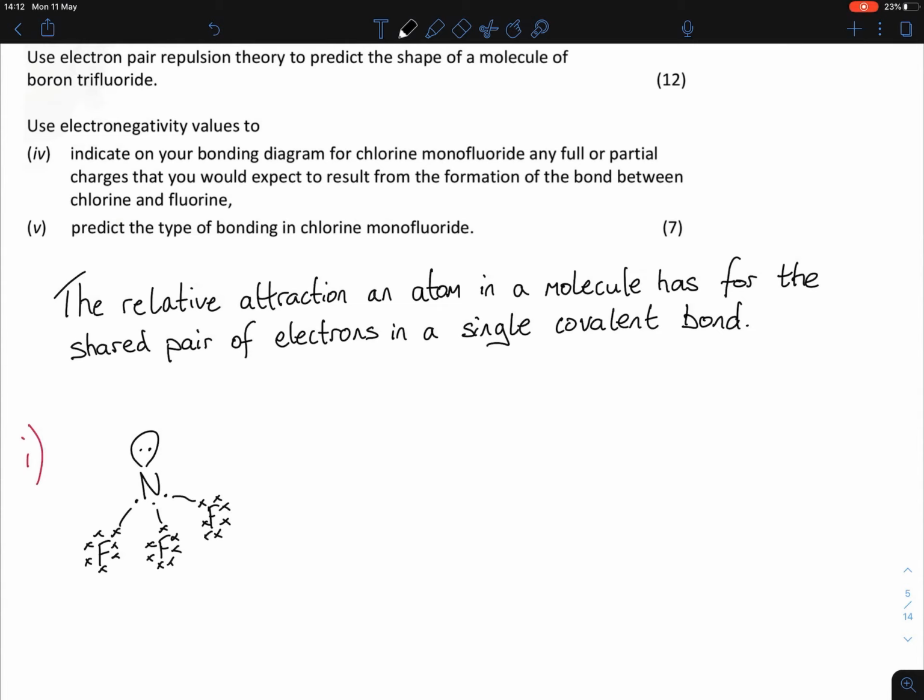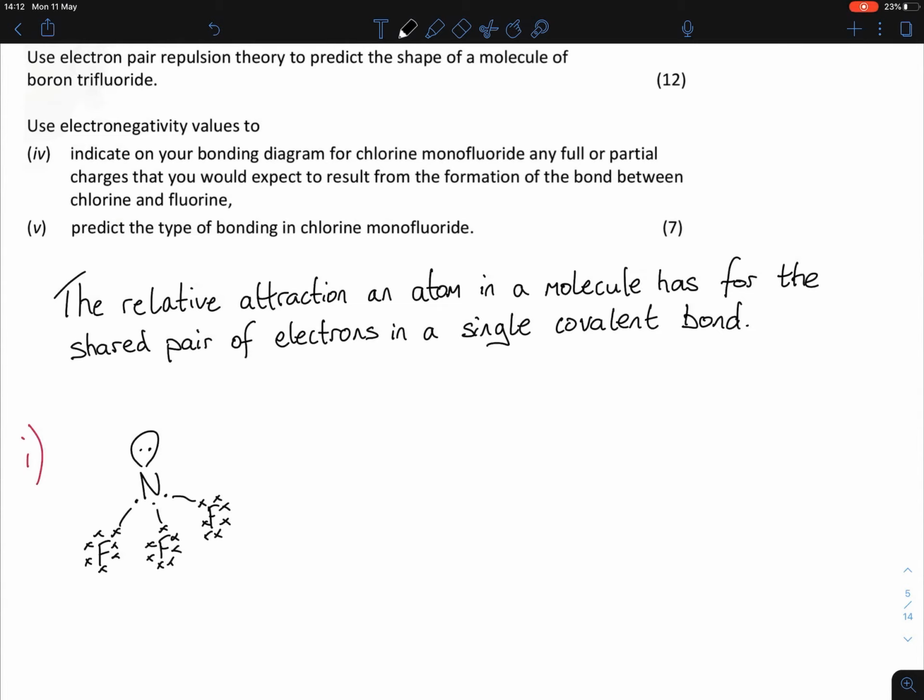All you had to do was just draw the dot and cross diagrams. You didn't actually need to name these or anything like that. It was BF3. B is for boron, and obviously it's the center one there. So we put boron here in the center. Go to the periodic table and find out what group boron is in. Boron is in group 3. So that means it has 3 electrons in its outermost orbit.